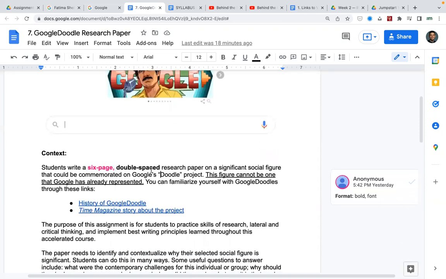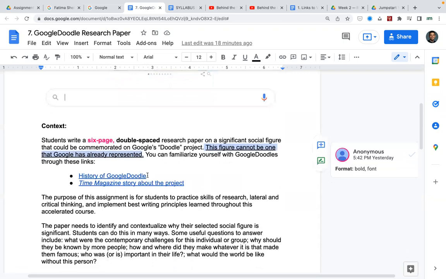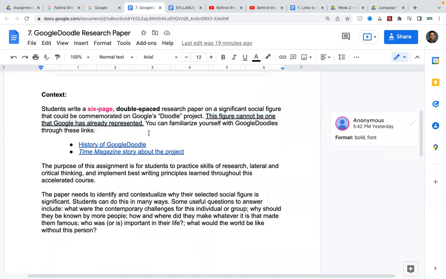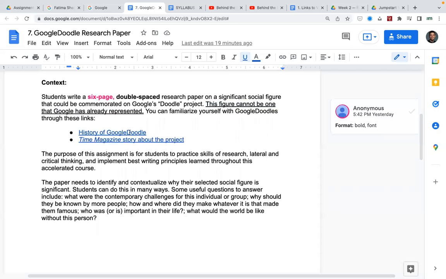So 6 pages, double spaced. I ask that the figure has not been represented before. So if you want to do a Google Doodle on Toni Morrison, type into Google, Toni Morrison Google Doodle, and confirm whether or not that has already been done. You can familiarize yourself with these links if you want to know more about how they choose who to commemorate, and maybe they have research tips. You can click either of these links.